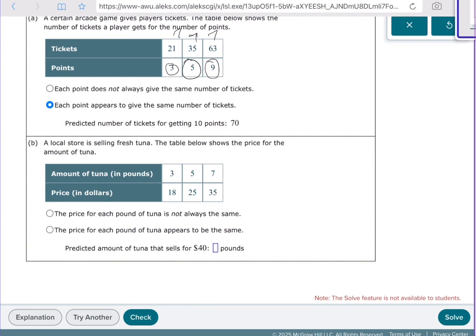So I'm just going to use division because it's simpler. 18 divided by 3 is 6 here. 25 divided by 5 is 5. And then 35 divided by 7 is also 5. So the price for each pound of tuna is not always the same. The other choice says the price for each pound of tuna appears to be the same, and it's not. So I'm going to choose the first.